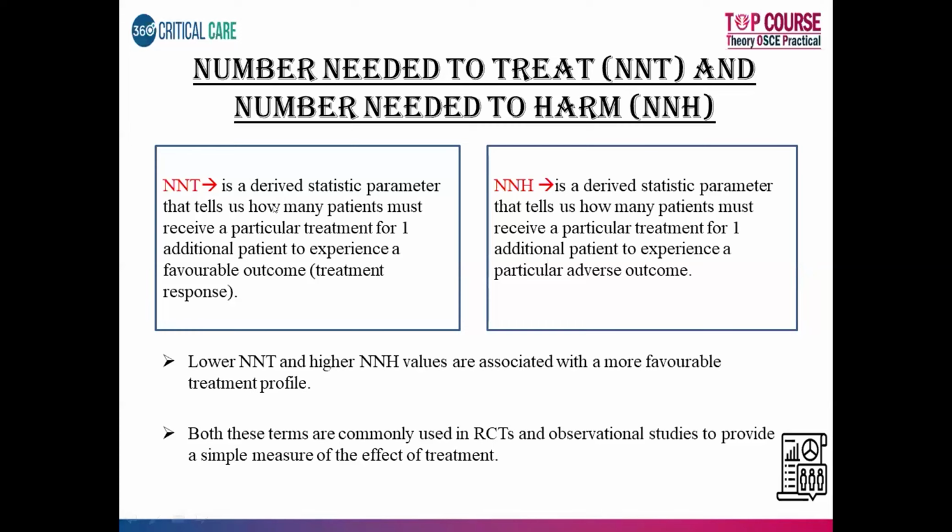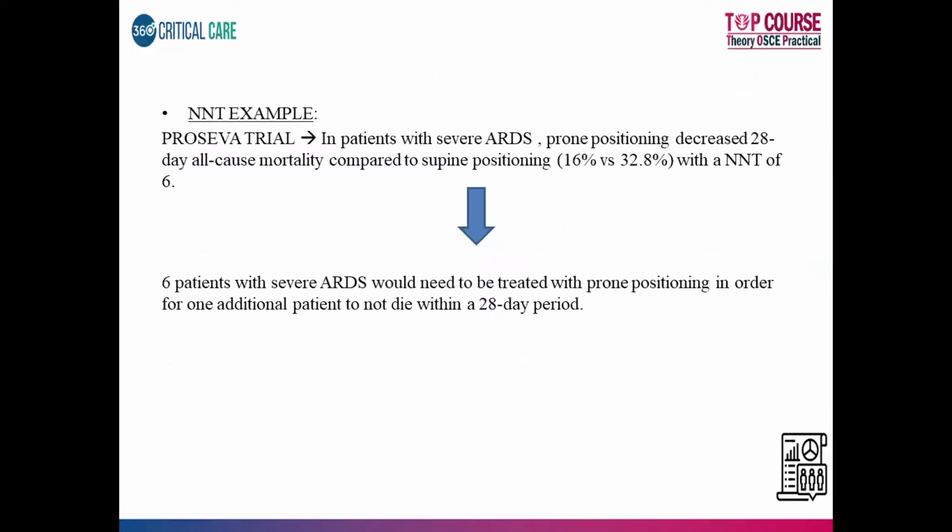Okay, what is number needed to harm? It tells us how many patients must receive a particular treatment for one additional patient to experience a particular adverse outcome. That is number needed to harm. So usually lower number needed to treat and higher NNH values are associated with a more favorable treatment profile. Both these terms are commonly used in RCTs and observational studies to provide a simple measure of the effect of the treatment.